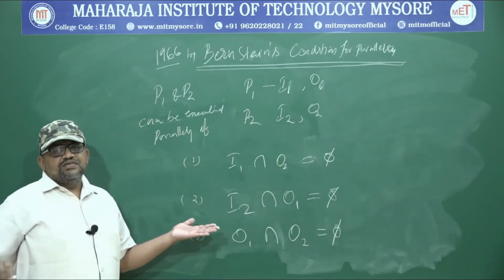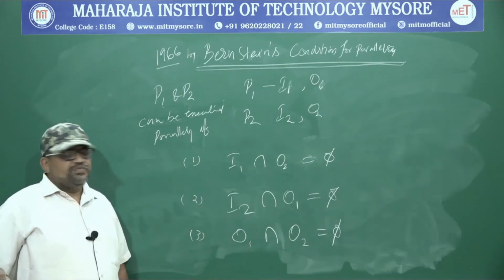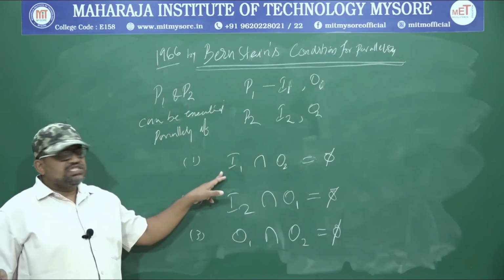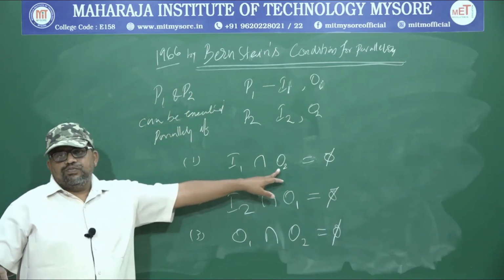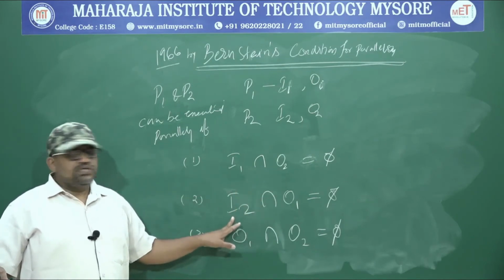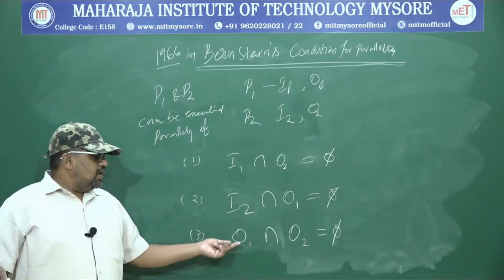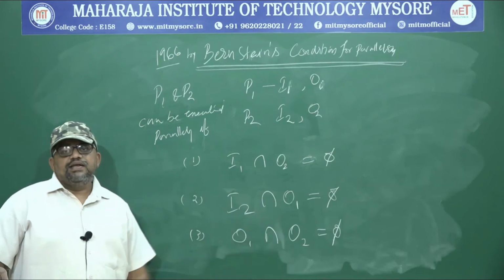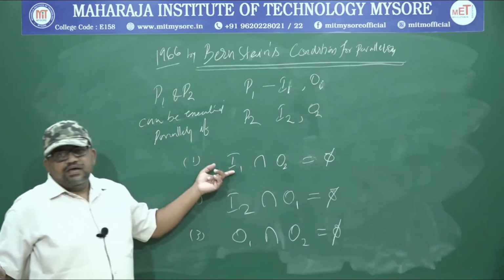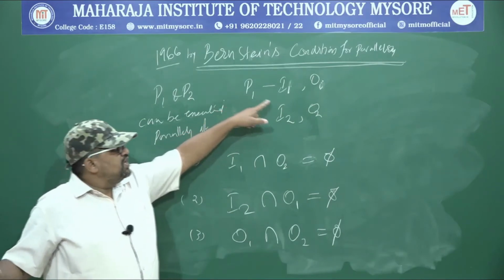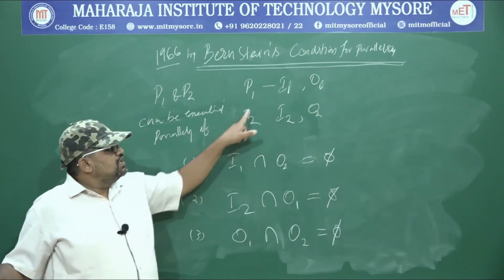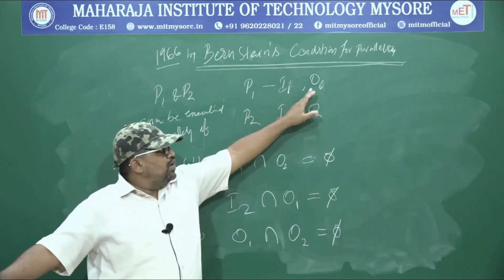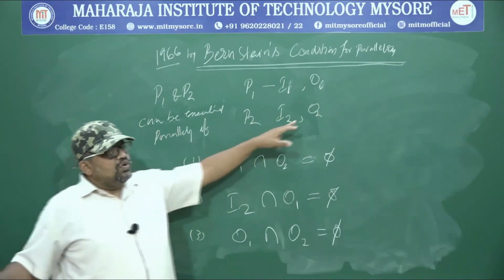I think most of the time you see a question on this in your VTU paper. Now he has proposed three conditions. What are those conditions? The first condition, input intersection of output should be null. Output of 1 intersection of output of 2 should be null. Here I1 is the input set of processor P1, whereas I2 is the input set of processor 2, and the output generated because of process 1 is O1, and the output generated because of process 2 is O2.